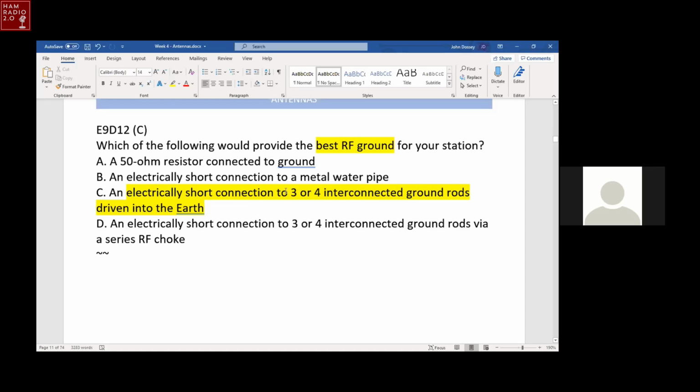Metal water pipes wander around through your house. They're good if that's all you have, but it's better to have the ground rods driven right straight to the earth with a short connection.